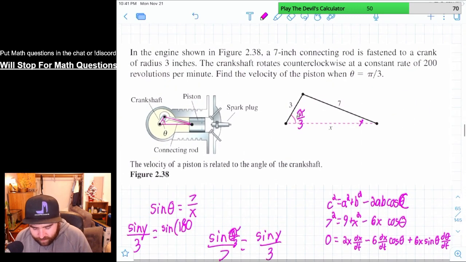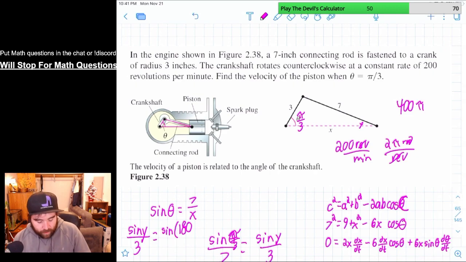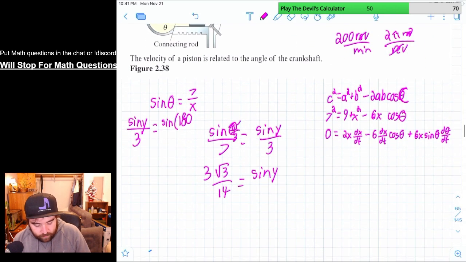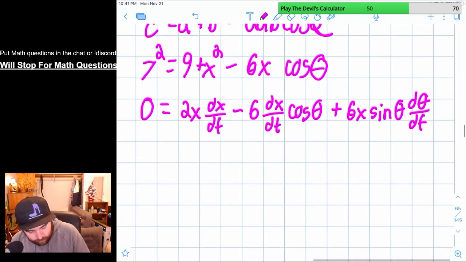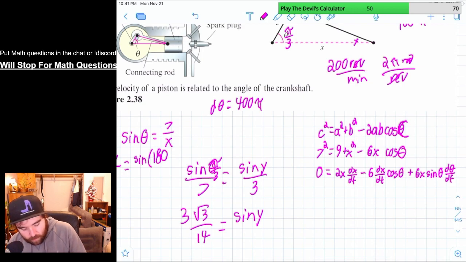And so again, what do we know? It's like we calculated last time, that if we're doing 200 revolutions per minute, it's 2 pi radians per revolution. So that means you're doing 400 pi radians per minute. That should be our d theta dt. So let's write that down. That d theta dt is 400 pi. What else do we need? We need theta. Theta is pi over 3.